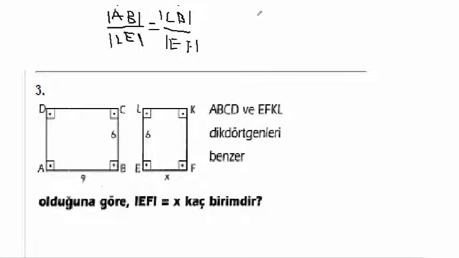So AB is 9, LE is 6, CB is 6, and EF is x. So 36 equals 9x. From this equation, x comes out to be 4. So we call it 4.